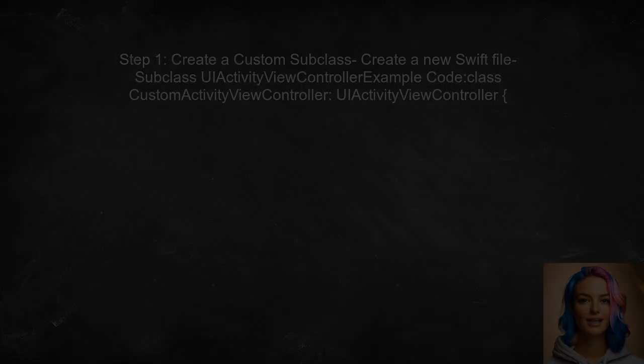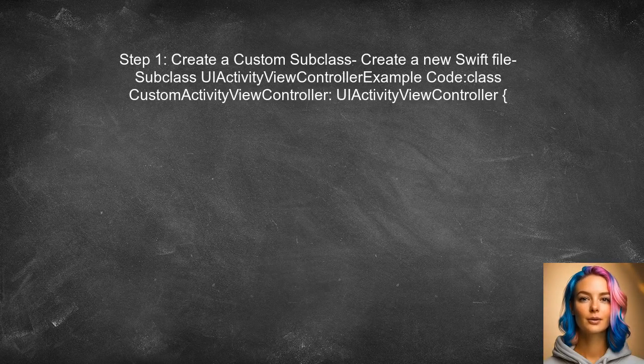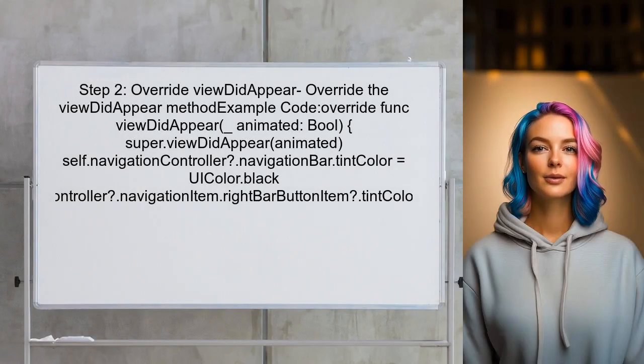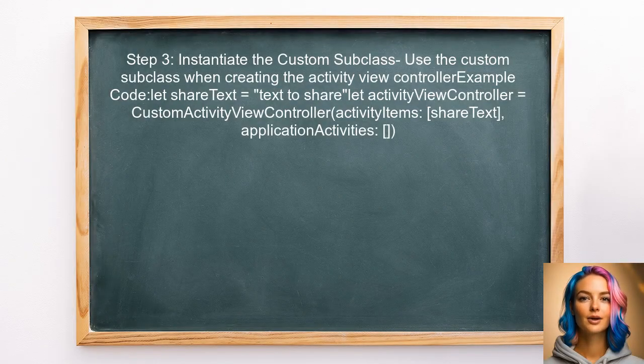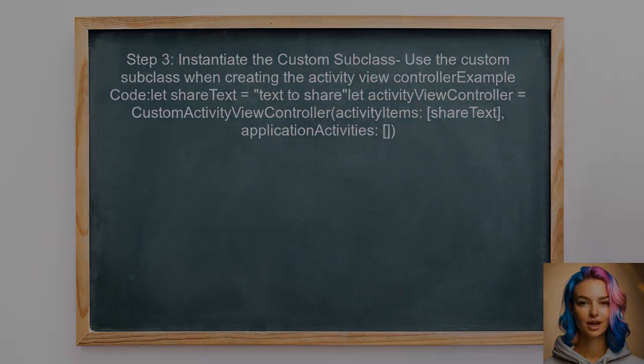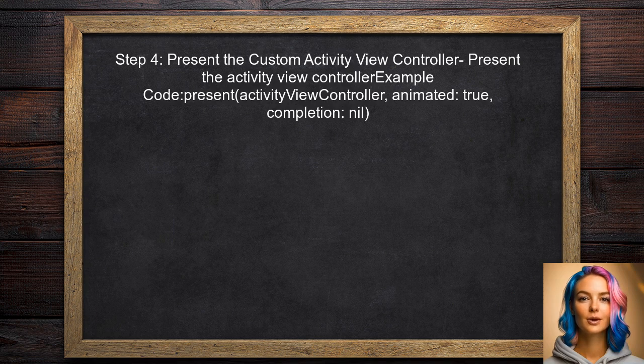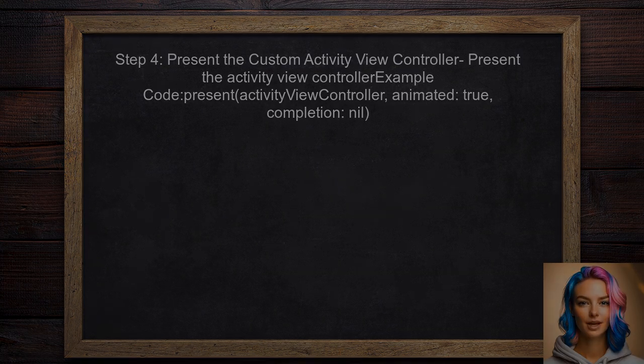To change the navigation bar text color in the UIActivityViewController, the user should first create a custom subclass of UIActivityViewController. This allows for more control over the appearance. Next, in the custom subclass, the user should override the viewDidAppear method. This is where they can set the navigation bar's tint color to black and the bar button item color to blue. After setting up the custom subclass, the user should instantiate this subclass instead of the standard UIActivityViewController when presenting the share sheet. Finally, the user can present the custom ActivityViewController. This should now display the navigation bar with the desired text colors.